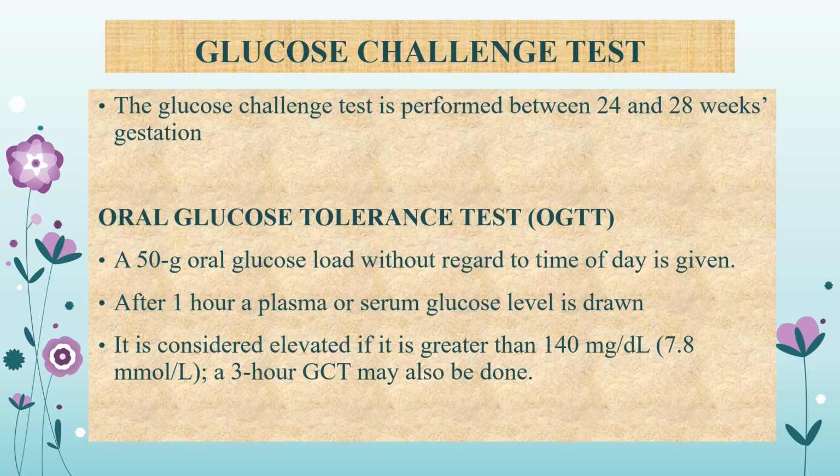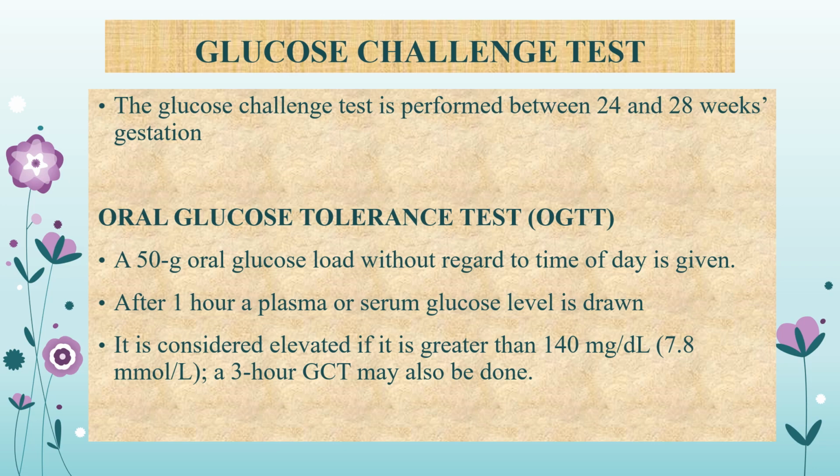Then glucose challenge test. The glucose challenge test is performed between 24 to 28 weeks of gestation. So the first test we do is the oral glucose tolerance test. It's called OGTT. If the OGTT is positive, or the woman's blood glucose is higher than 140, then we do the 3-hour glucose tolerance test.